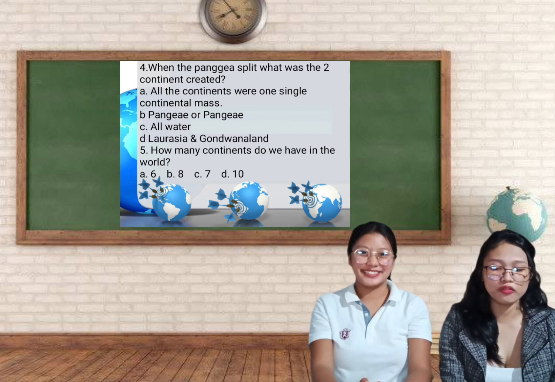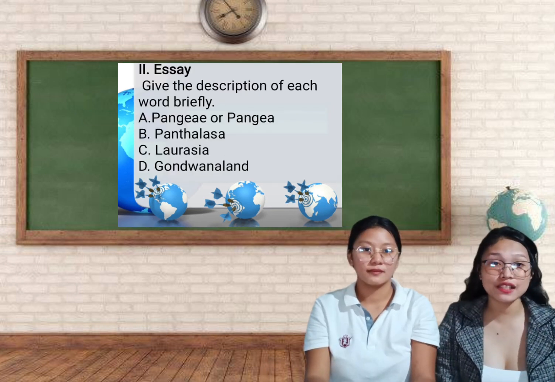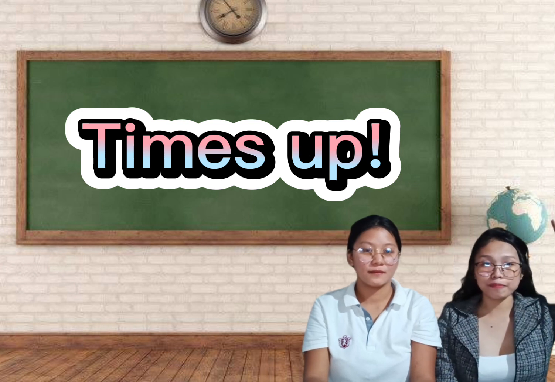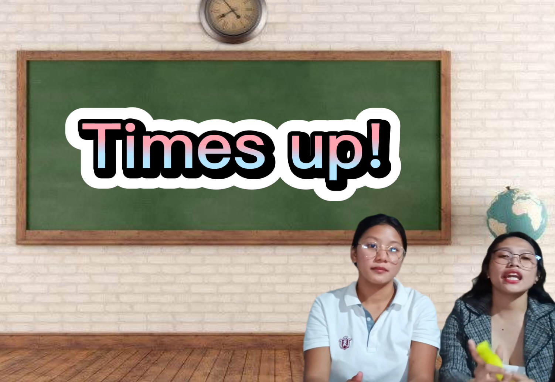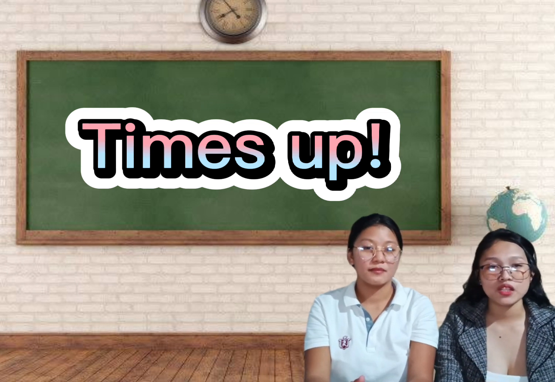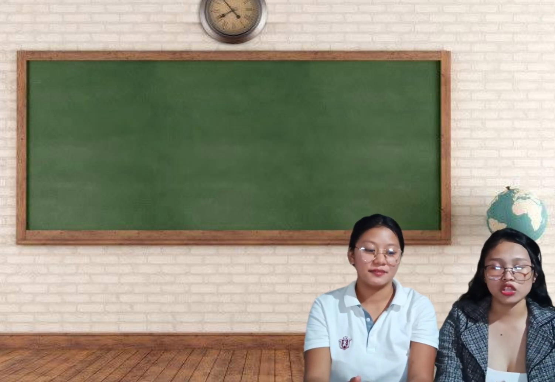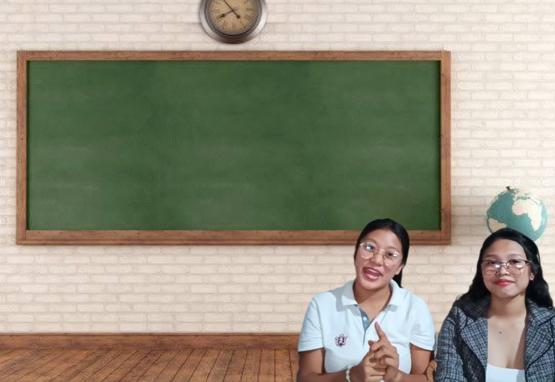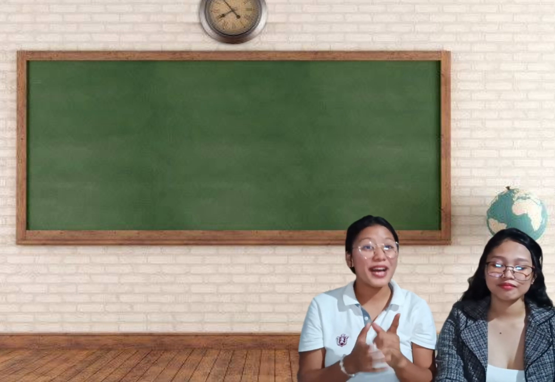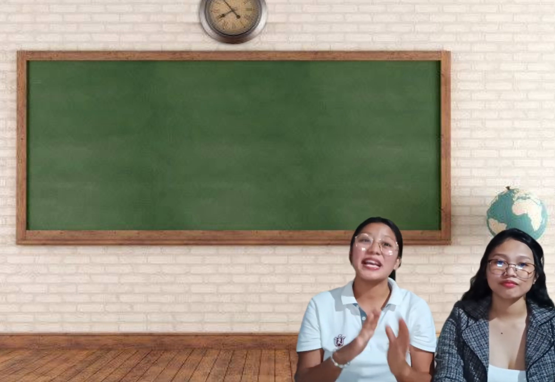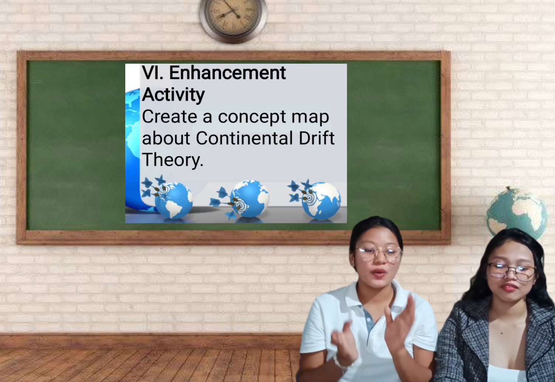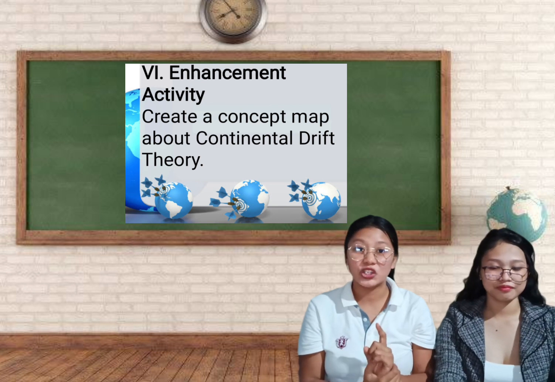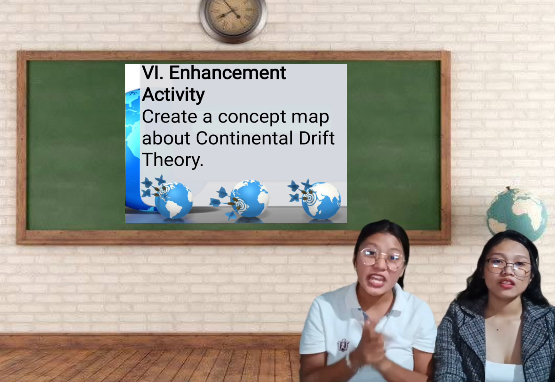Alright, very good. Are you done, class? If yes, please pass your papers. Okay, ballpens up. Please pass your papers to Mr. Ruel, your classmate. Since we are done with your assessment, we also prepared an enhancement activity. But don't worry, class, you will pass it next meeting. In the enhancement activity, you will create a concept map about the Continental Drift Theory and be creative enough.